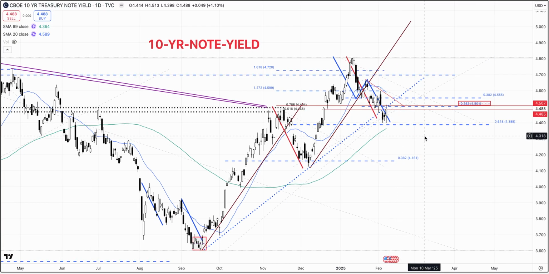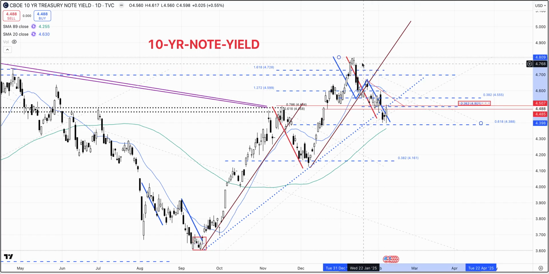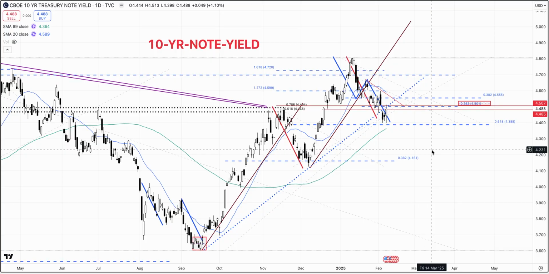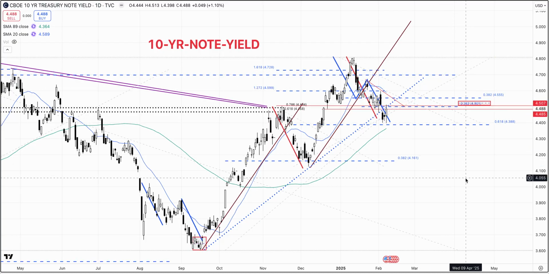The 38.2% retracement on the entire high to low, assuming this is the low, comes in around 4.55. So we could imagine the yields rising to 4.5%, and the 38.2% is from here. So 4.5% to 4.55% is likely for the yields to rise to. And if it's able to get above this 38.2% retracement, then the yields will rise even further.